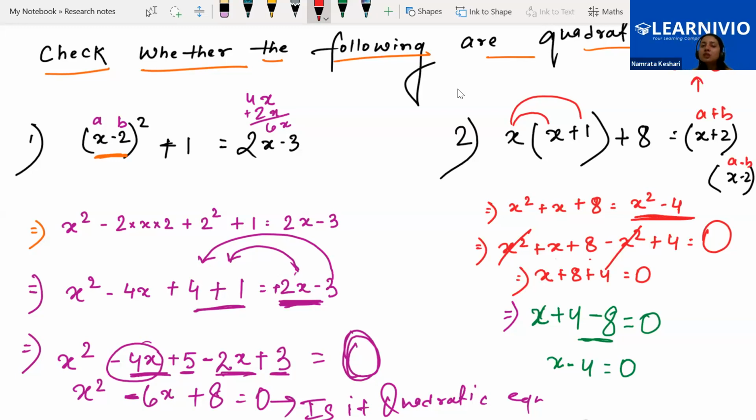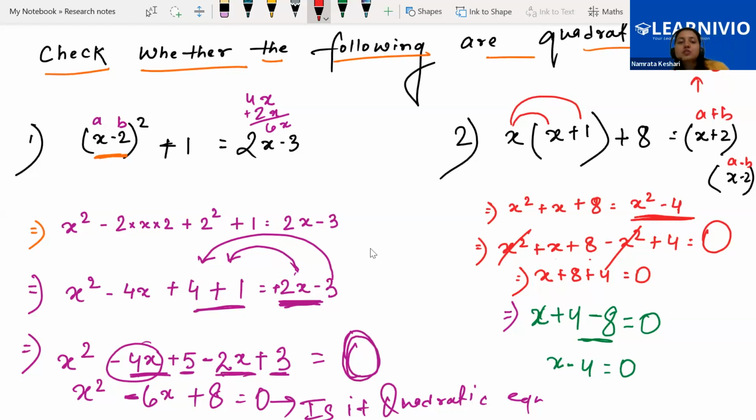Have you noted down all the formula properly? Yes, ma'am. a square will be x square, minus will be minus, b square will be 2 square. 2 square means 4. Getting it, what I have written on the right hand side, the first step? Yes. Is it clear now? Yes, it is not quadratic. So we have to do the simplification and then we have to check whether it is quadratic or not.